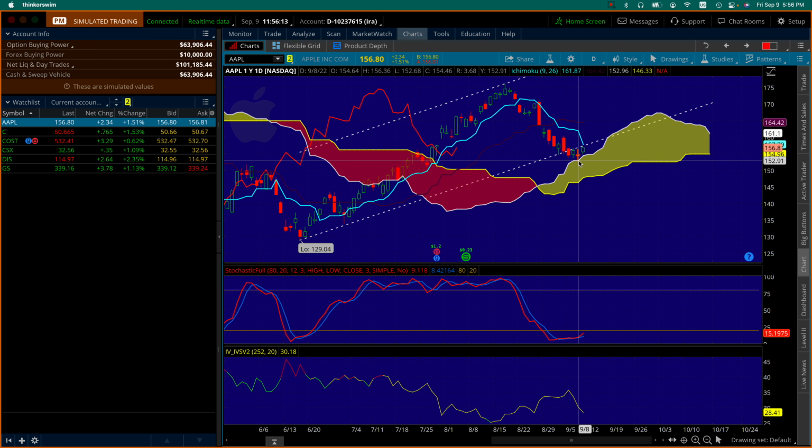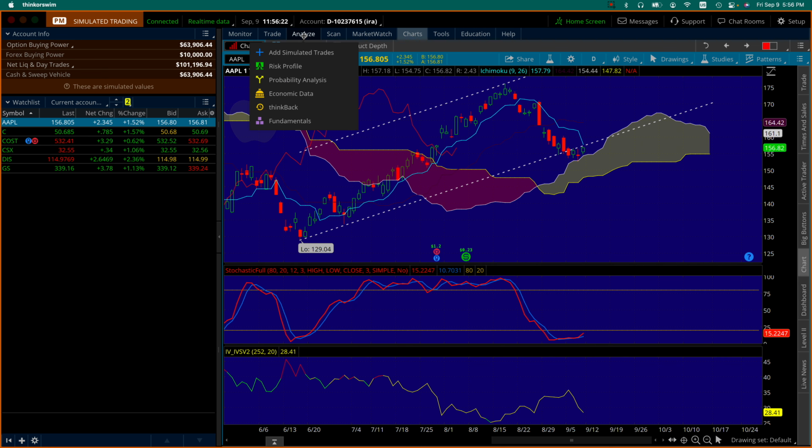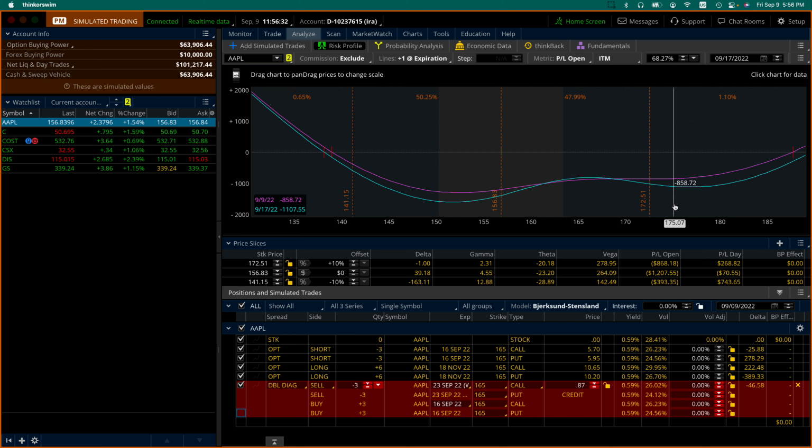And you can see it's found support in the Ichimoku cloud. So it would be tempting to think that it's going to go test the highs. Apple is. Okay, so the high is at 175. And we can modify our trade here so that when it goes to 175, it goes over here. I'm inclined to leave it alone and just change the put side perhaps, or just change the call side. Let's see if we did that, what happened.